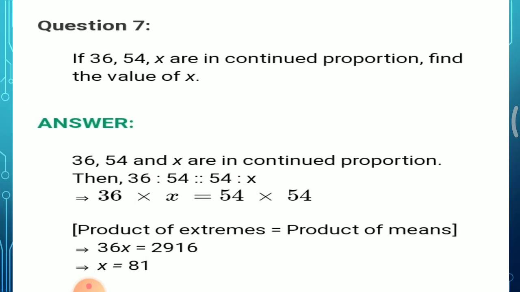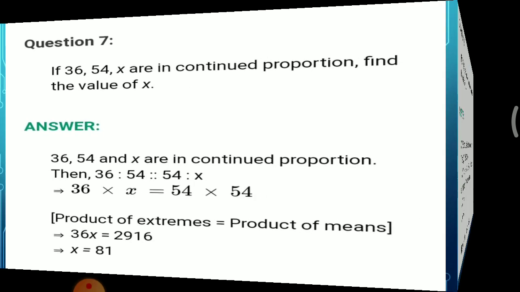Next question: if 36, 54 and x are in continued proportion, find the value of x. You write here 36, 54, x are in continued proportion. So 36 ratio 54 is proportion to 54 ratio x. 36 multiplied by x is equal to 54 multiplied by 54. x is equal to 54 multiplied by 54, which is 2916, divided by 36. If you divide 2916 by 36, your answer will be 81.